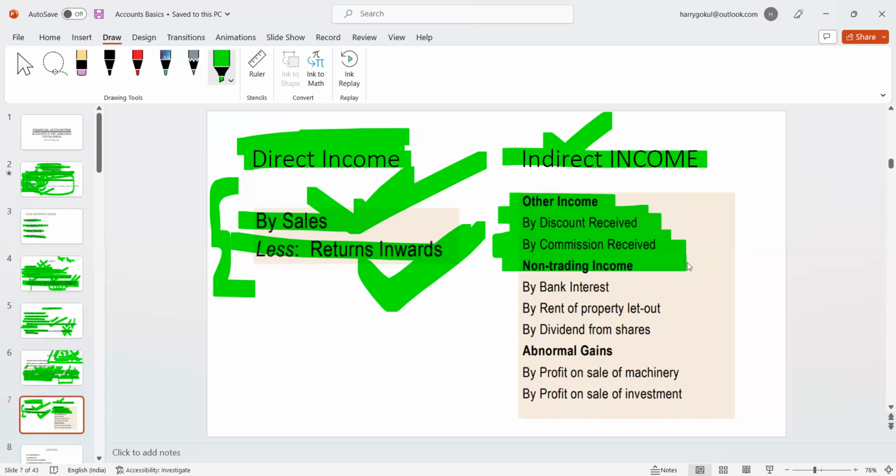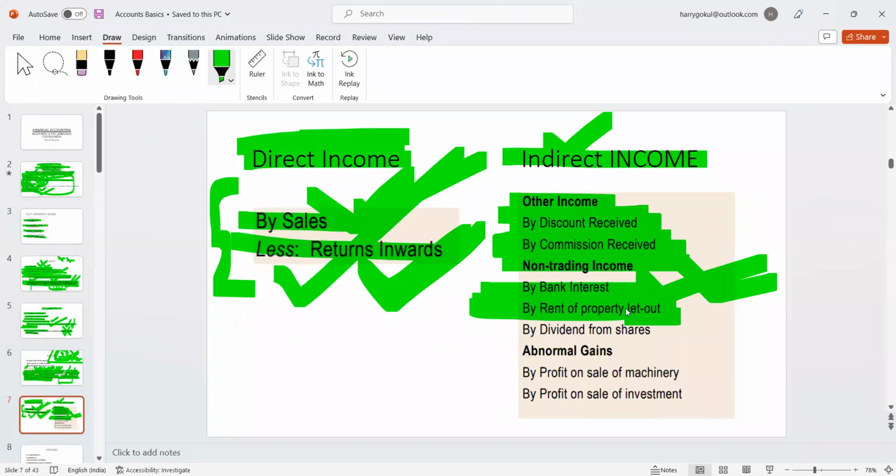Right now, non-trading income. I'm maintaining a bank account and earning bank interest. I'm maintaining 1 crore rupees, the bank will give, take it, 1 lakh. It's the time value of money. It's a different concept. I have a vacant land, or a space in my warehouse, and I got rent. It's not my main business. If it is the main business, it will become sales. It's not my main course of business, so it comes under rent on property. It comes under the indirect income.